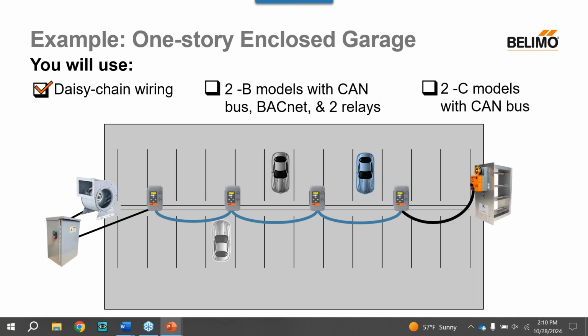So all gas monitors are wired daisy chain for up to 32 devices via CAN bus. And in this case, we can use 1 B model that has 2 relays to control both the fan and the damper. So here we decided to show 2 Bs because it requires shorter wire runs, which might end up being cheaper. And the remaining monitors are C models that have CAN bus only.